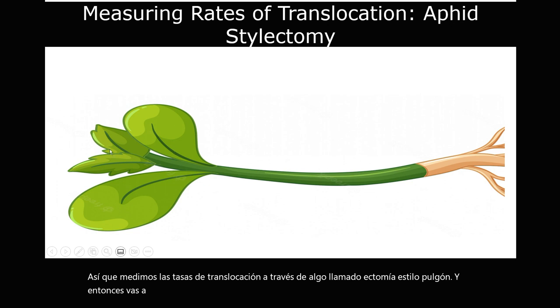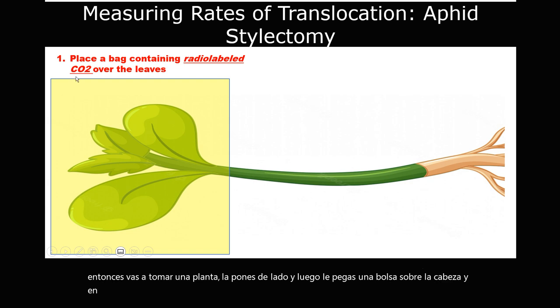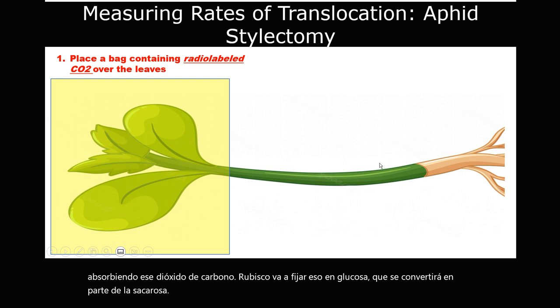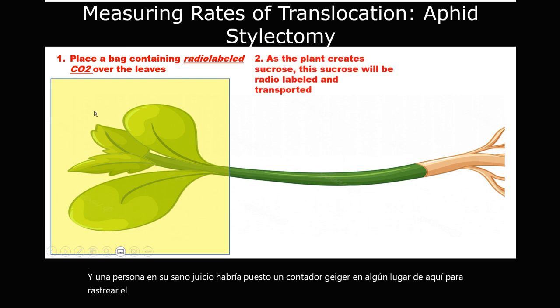You lay it kind of on its side, and then you stick a bag over its head. And in that bag, you place radio-labeled carbon dioxide, right? And so plants are taking in that carbon dioxide. Rubisco is going to fix that into glucose, which will become a part of sucrose. And a sane person would have put a Geiger counter somewhere over here to track the movement of that carbon dioxide, but of course that's not what they did.